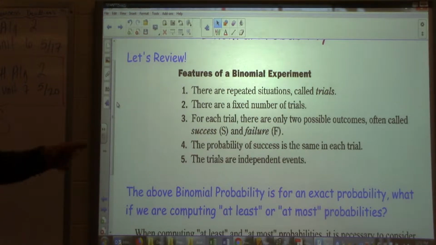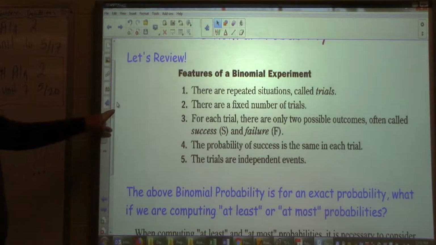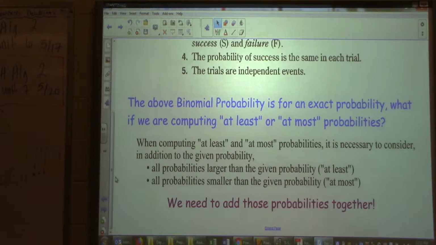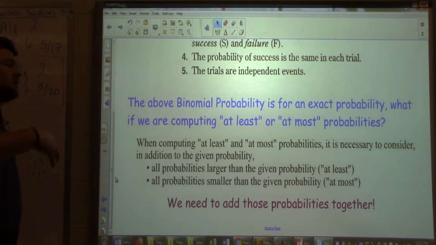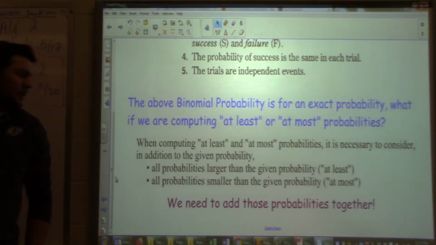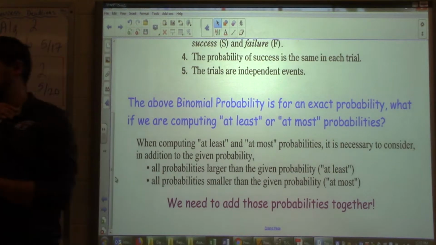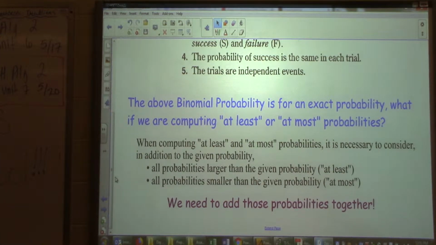And what's going to happen is we're going to use our same binomial formula, except now we're going to do it more than once. We're going to do it multiple times and add them together. So when we're computing at least and at most probabilities, it's necessary to consider, in addition to the given probability, all that are larger if it says at least, or all that are smaller if it says at most. Okay? So what we're going to do is add those probabilities together. Does that make sense?